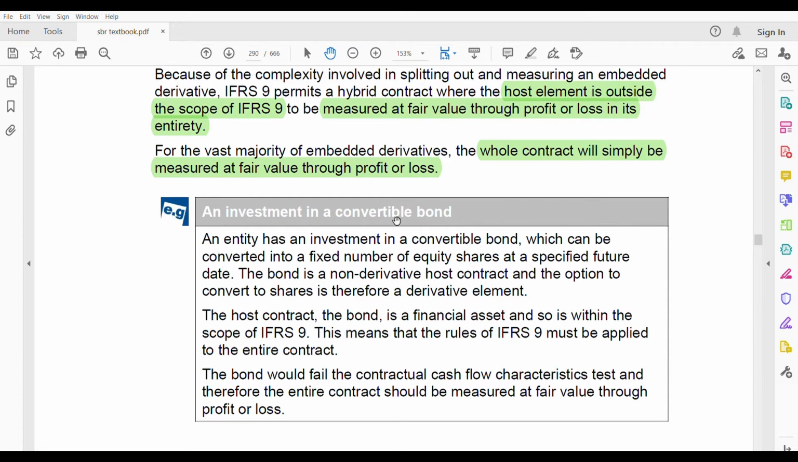Okay, so an instrument, a convertible bond. An entity has an investment in a convertible bond, which can be converted into a fixed number of equity shares at a specified future date. What is a convertible bond? First of all, your job is to know what a convertible bond is. Is it a derivative instrument or not? What type of contract is it? The bond is a non-derivative host contract.